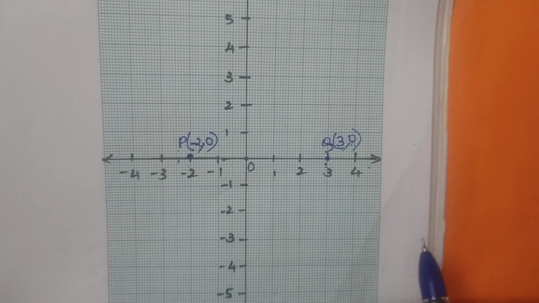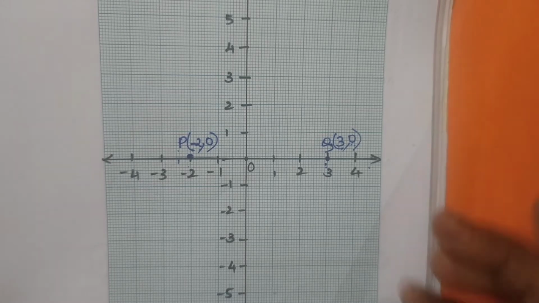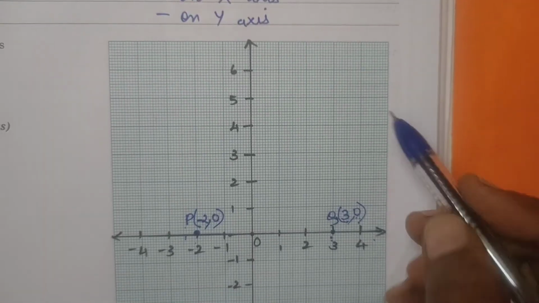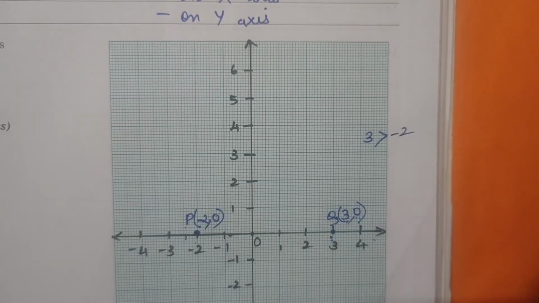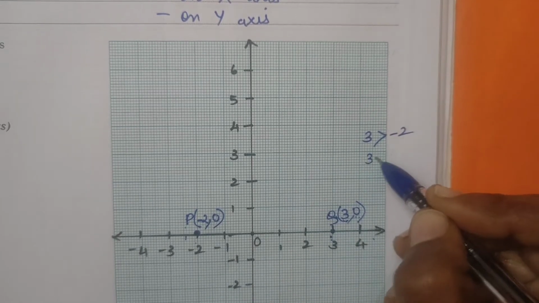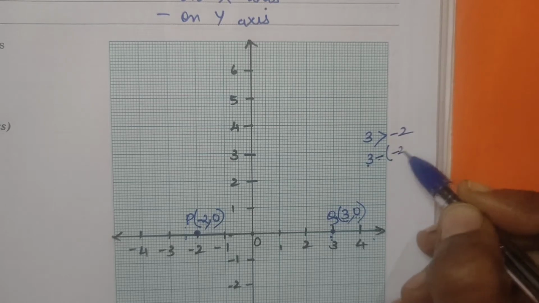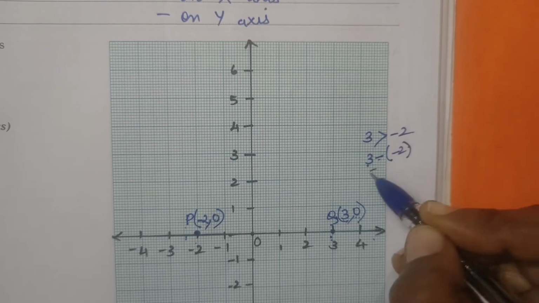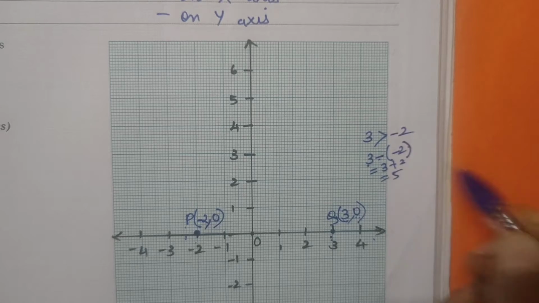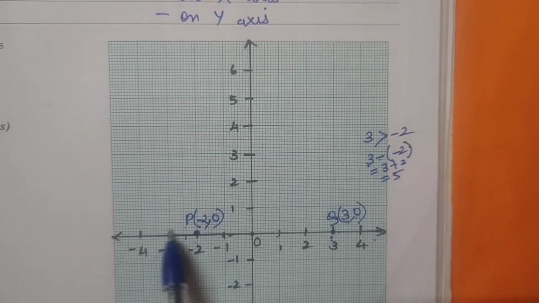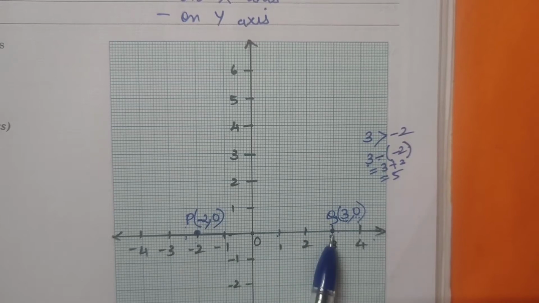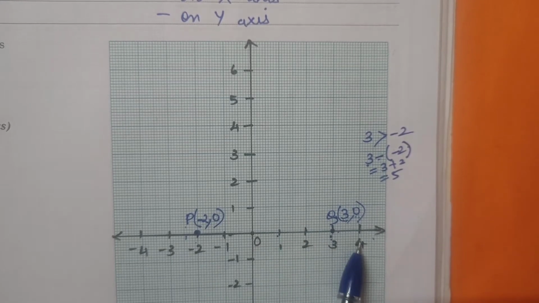-2 and 3. Which is greater here? Yes, you know that 3 is greater. So we are writing larger coordinate minus smaller coordinate. So 3 minus of smaller coordinate, 3 plus 2 is 5. Let's check. 1, 2, 3, 4, 5. Got it? This is the distance between the 2 points on the x-axis.